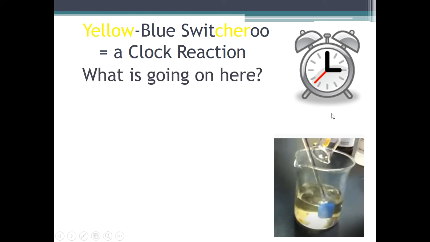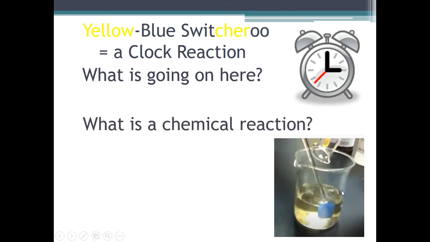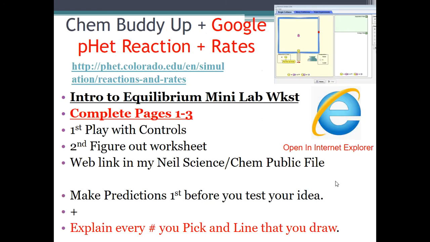Our unit is called equilibrium. I want to know what's going on in the beaker that displays equilibrium. Also, it's a chemical reaction. Why is it a chemical reaction? How do we know? And then what actually is equilibrium? So watch the video clip, and you'll see that it's pretty weird. It's even weirder when you're there in person because it's the yellow-blue switcheroo. I wish I could show you in person. Think about why it's called the clock reaction as well, because that will introduce us to how chemical reactions work in reality, which we haven't got to discuss yet this year.